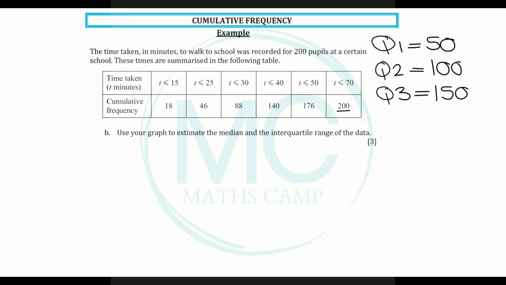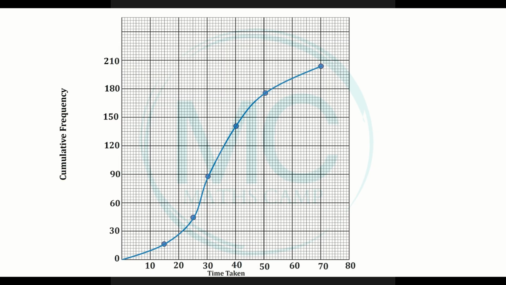The best way to find the actual values of Q1, Q2, and Q3 is to use your cumulative frequency graph. So let's draw this back in over here. I know that at Q1, the cumulative frequency is 50. So I can draw a horizontal line from the y-axis to the graph. Let's make a note that this is 50. Now I draw a line down from the graph to the x-axis. This line touches the x-axis when x is 26. This is my value for Q1. So let's make a note of this over here.